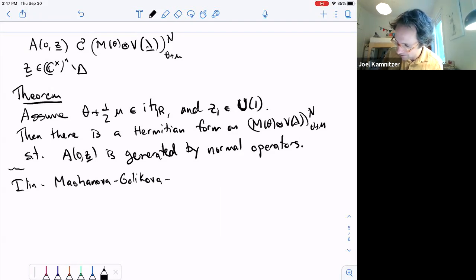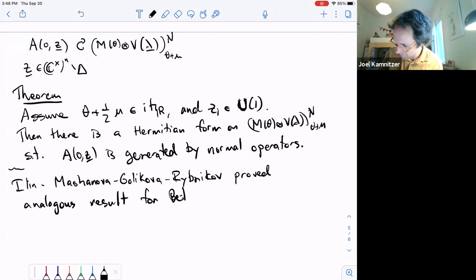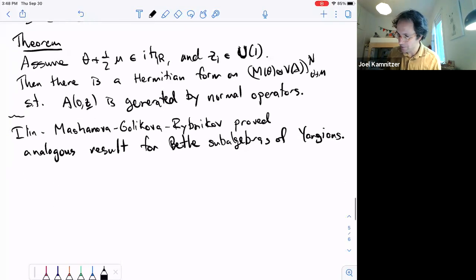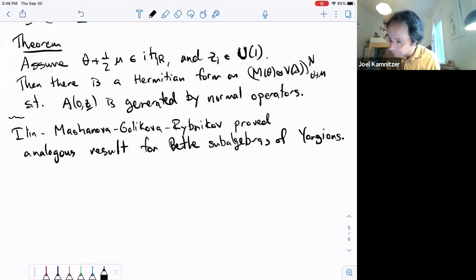Just an aside: they proved an analogous theorem, which is on the arXiv, for Bethe subalgebras of the Yangians. Okay, so this suggests we should consider some monodromy of this real locus.